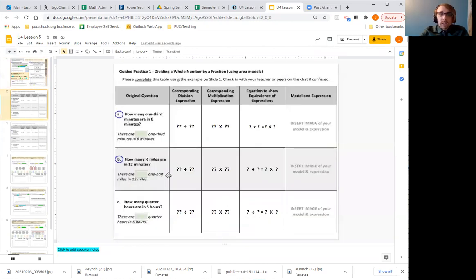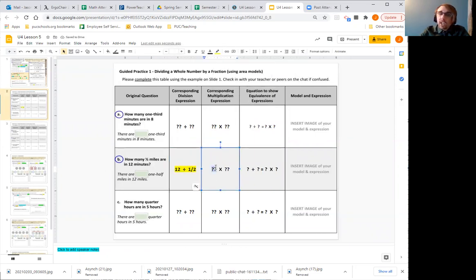For slide 2, I'm just going to talk quickly about part B. There was a typo. It said how many 1/2 miles are in 12 minutes. It should say 12 miles. I apologize for that if that was confusing at all. What this means is that we're trying to figure out what 12 divided by 1/2 is. And so your work here should look like 12 divided by 1/2. I'm just going to highlight that so you can see it more clearly on the video.